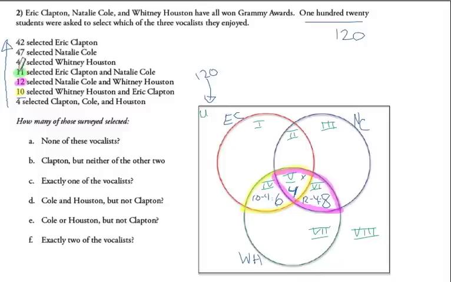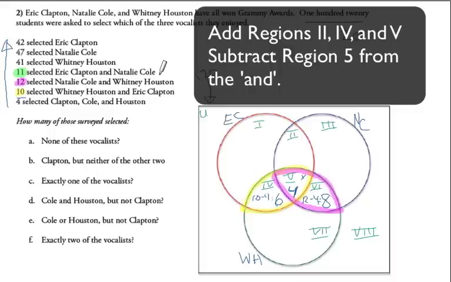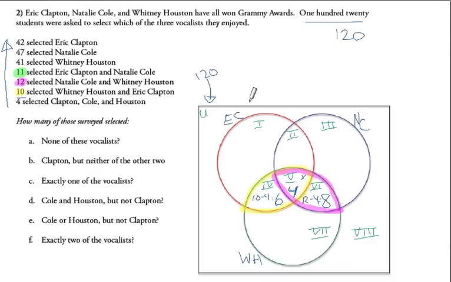All right, the next one says 11 selected Eric Clapton and Natalie Cole. I want you to go ahead and determine which region, okay, we're trying to find next and the total number in that region. Just take a few seconds to do that. All right, so Eric Clapton and Natalie Cole is going to be this intersection right here. And we have a total of 11, so we're going to go 11 minus 4 and get 7.